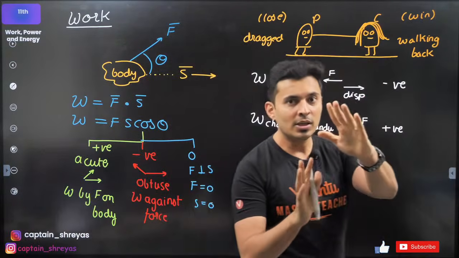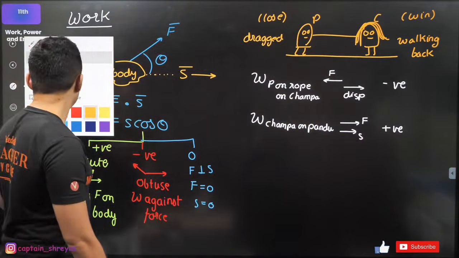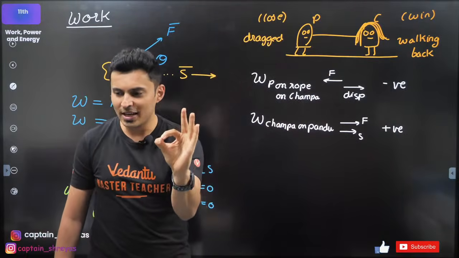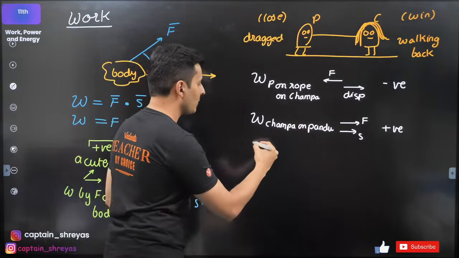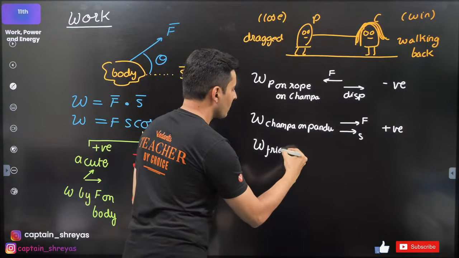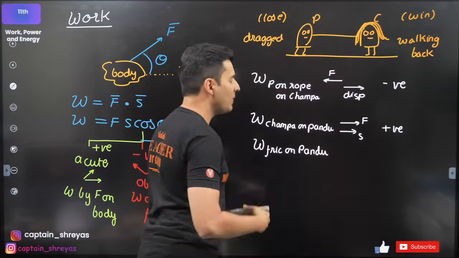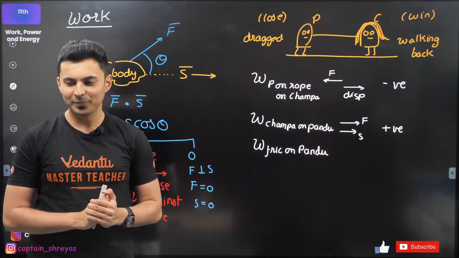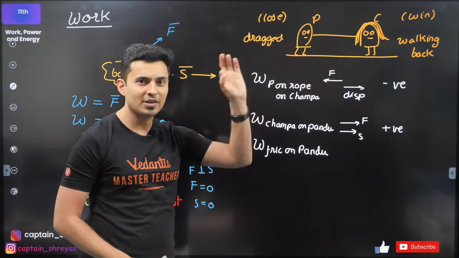So now the question is, won't there be some kind of friction on Pandu and Champa? Yes or no? Now here is the question. What is the work done by the friction on Pandu? Is it going to be positive, or is it going to be negative, or is it going to be zero? Think carefully. What is the work done by the frictional force on Pandu?